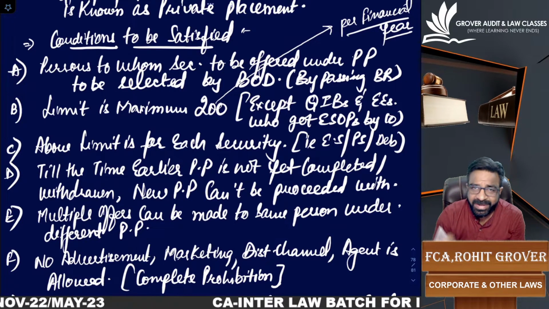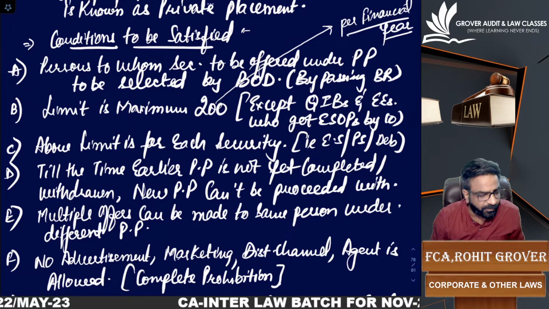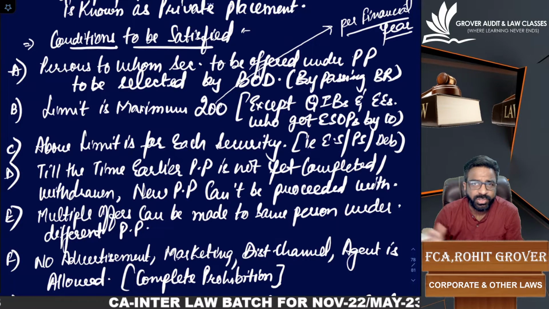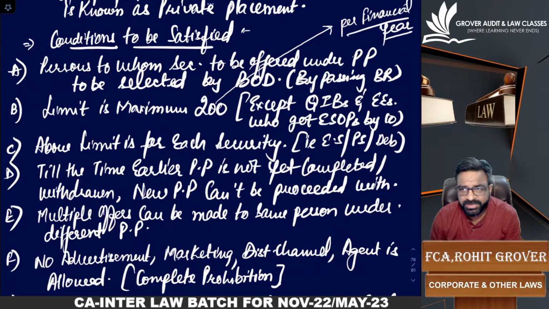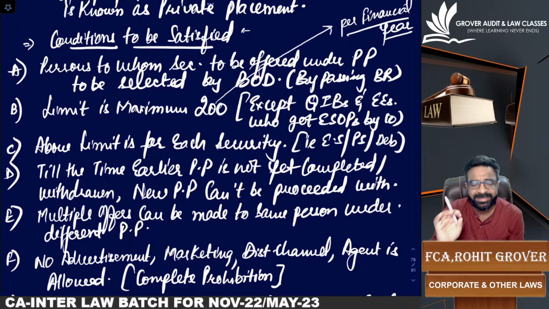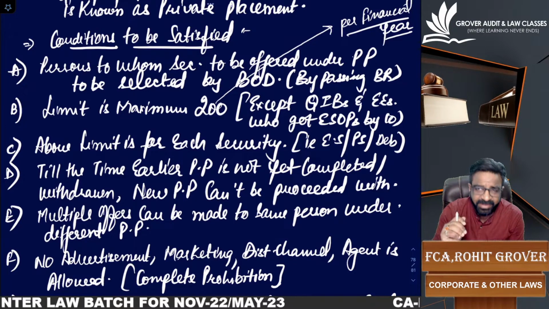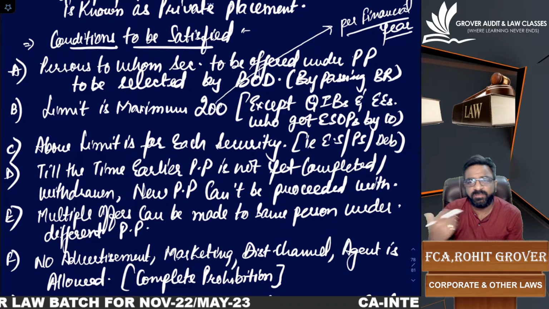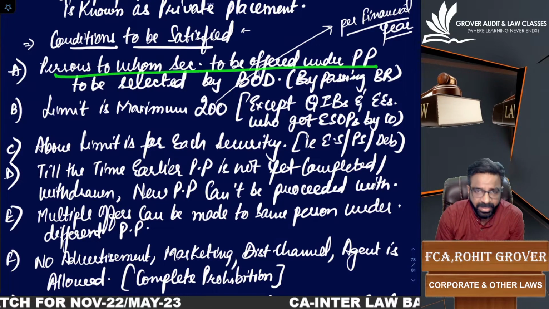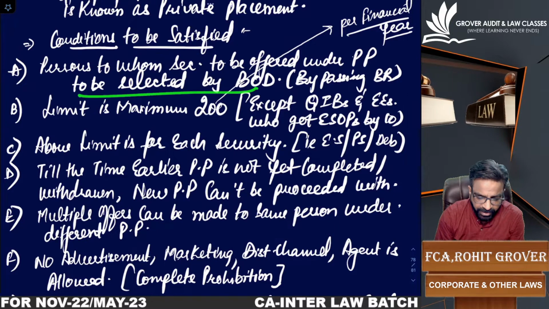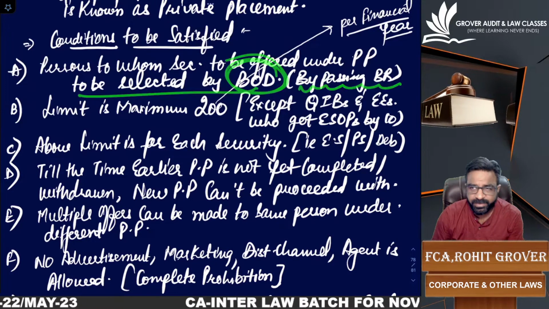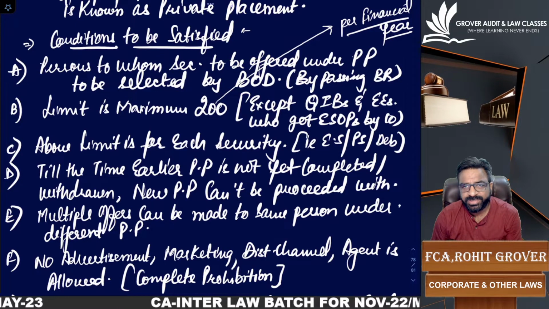Now the board of directors will decide to whom the offer is to be made and to whom the offer is not to be made. It is not you who will decide whether you want to buy the shares or not. The company has already decided some selected group of people, and they will decide whether they want to give you the shares or not. The persons are selected by the board of directors, and they have to pass a board resolution for that.